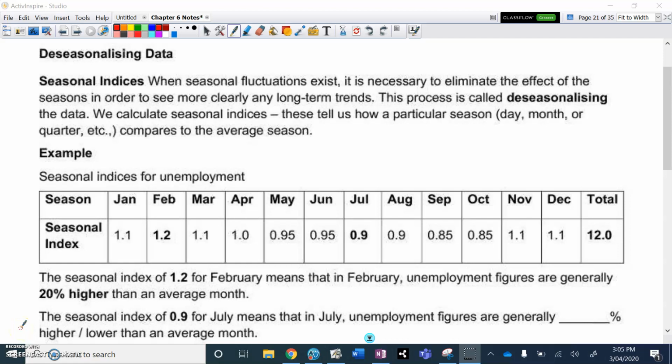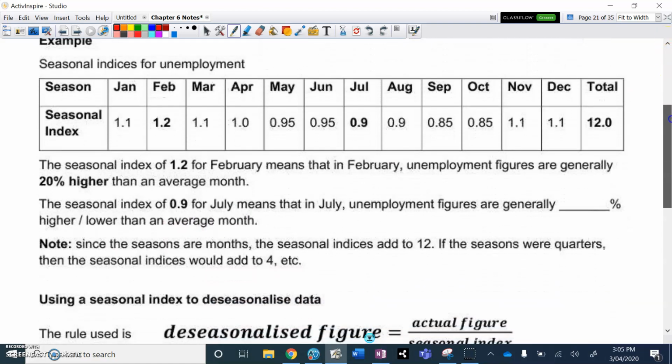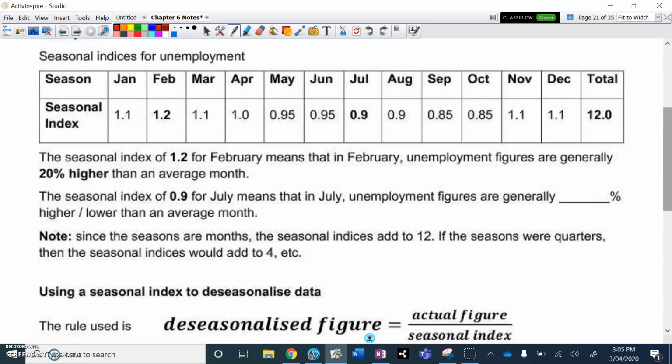The third method of smoothing data is known as deseasonalising data. When we do that process, we use what we call a seasonal index. That number, that seasonal index, tells us how a particular season compares to an average season. The example given is sales data for a year. So there's 12 seasons there, 12 different seasonal indices.